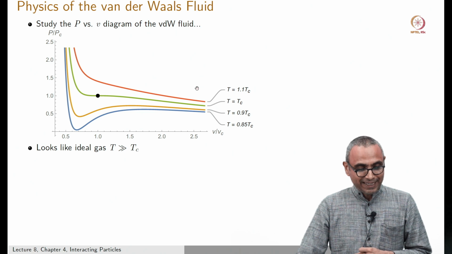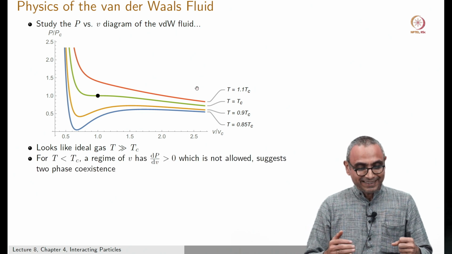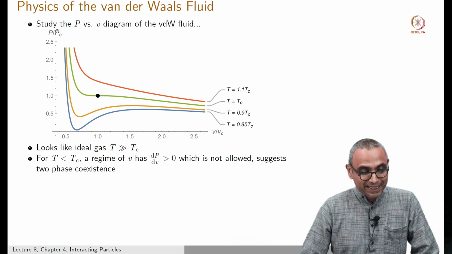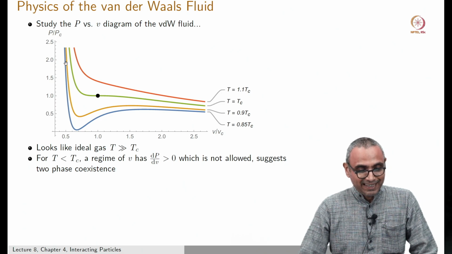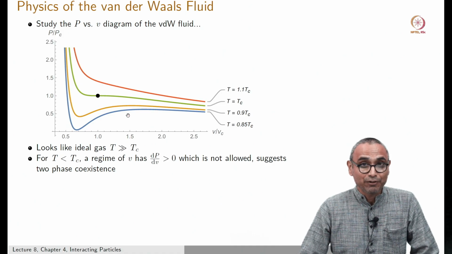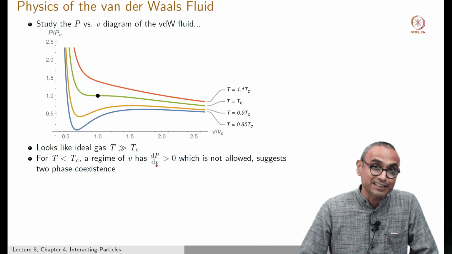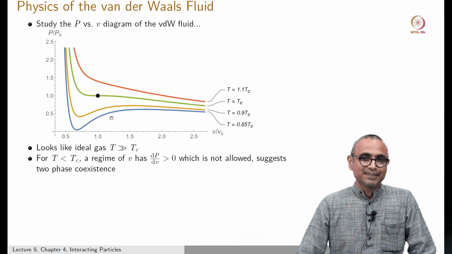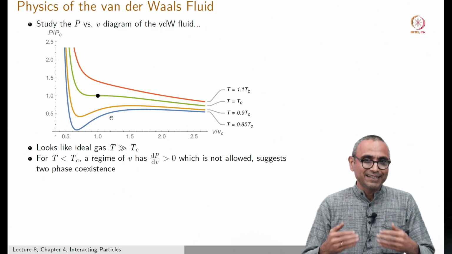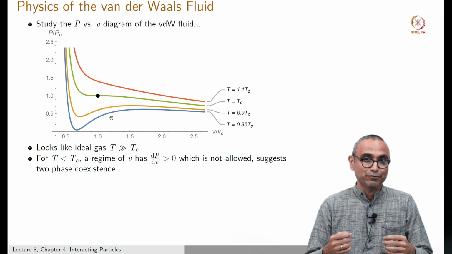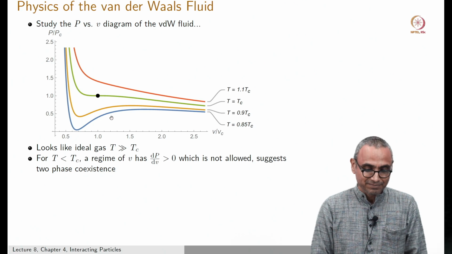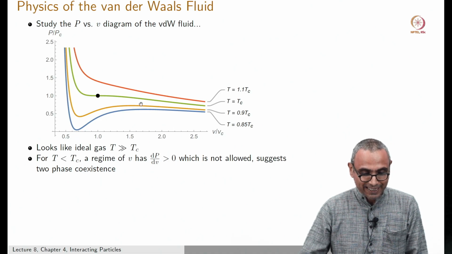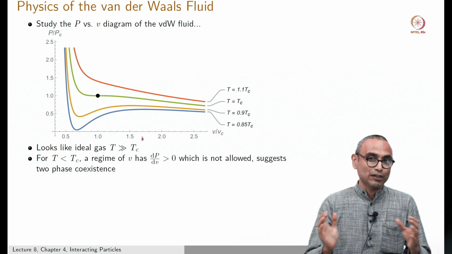And what you will end up getting is that below Tc, the pressure versus specific volume has a region where the derivative of the pressure with respect to specific volume is greater than 0. But that is a bit problematic, right? How can the pressure increase if I increase the specific volume? So, this is not allowed. This regime, for example, between this point and this point is not a physically permissible state.